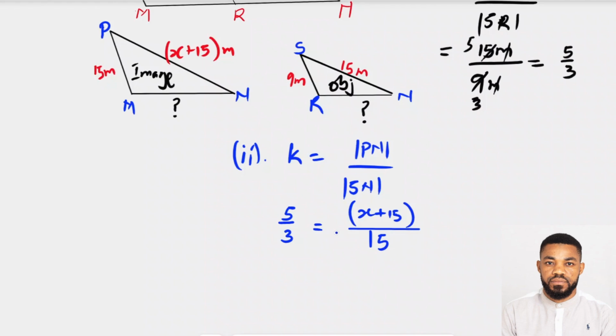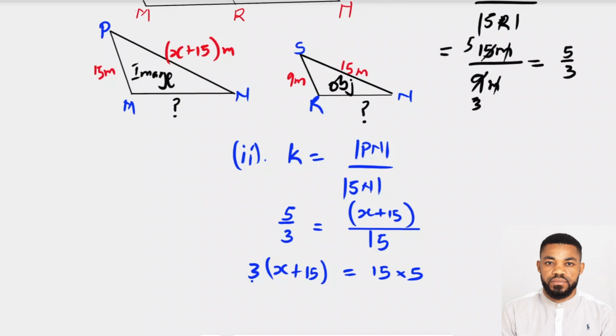So at this point, we can do cross multiplication. So this one will multiply this one. So that is cross multiplication. Now let's do the cross multiplication. So 3 will multiply X plus 15, and that is equal to 15 times 5.